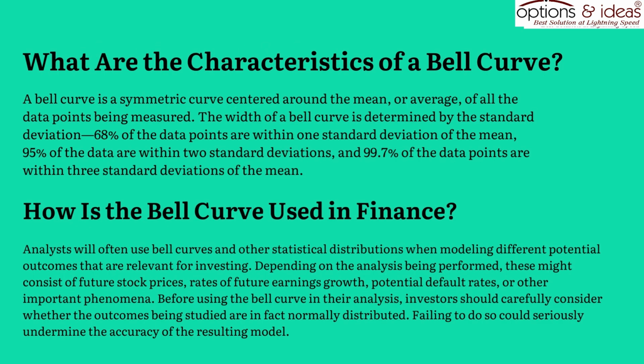What are the characteristics of a bell curve? A bell curve is a symmetric curve centered around the mean, or average, of all the data points being measured. The width of a bell curve is determined by the standard deviation. 68% of the data points are within one standard deviation of the mean, 95% of the data are within two standard deviations, and 99.7% of the data points are within 3 standard deviations of the mean.